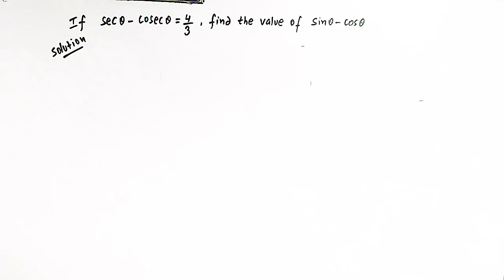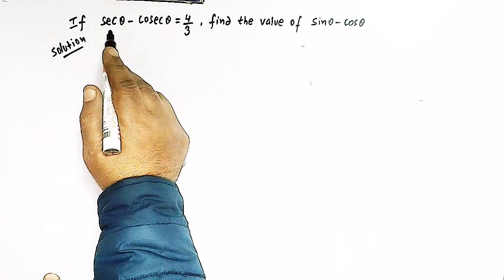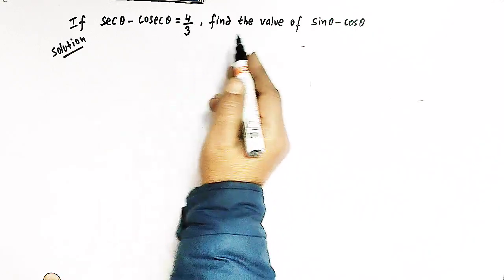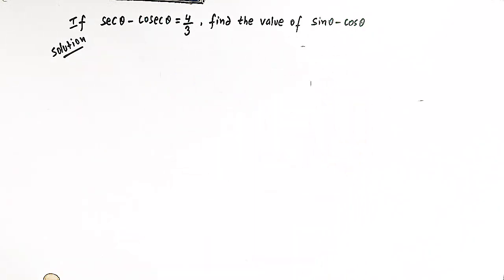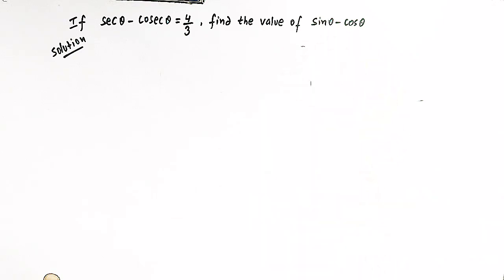Hello viewers, in today's session we are going to discuss an interesting problem from trigonometry. Here we are given secant theta minus cosecant theta is equal to 4 over 3, and we have to find the value of sine theta minus cosine theta, right?